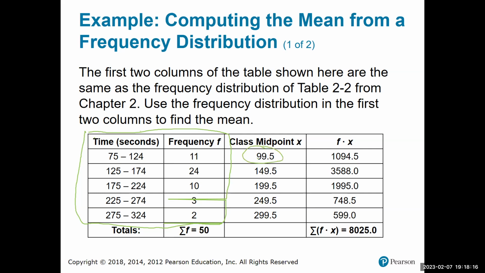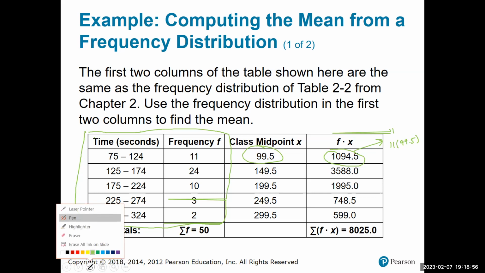For each class, we have the class midpoint. The class midpoint for the first class is the value that comes in the middle. If we average 75 and 124, we would get 99.5. That's the class midpoint. We're going to have 5 of them. For each class midpoint, we're going to multiply by the frequency. So this number here, 1094.5, came from 11 times 99.5. If you put that into your calculator, you're going to get that value there. That's where that came from.